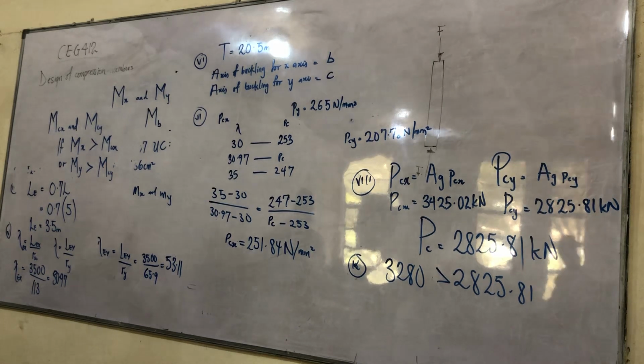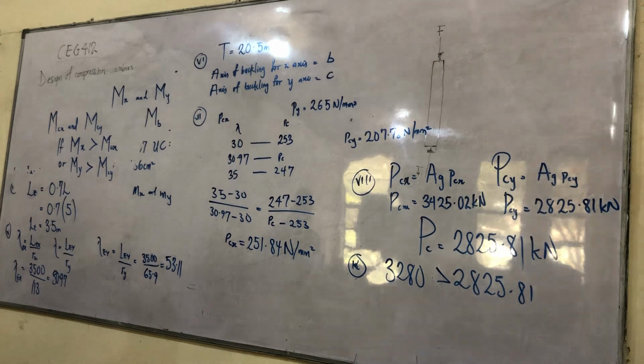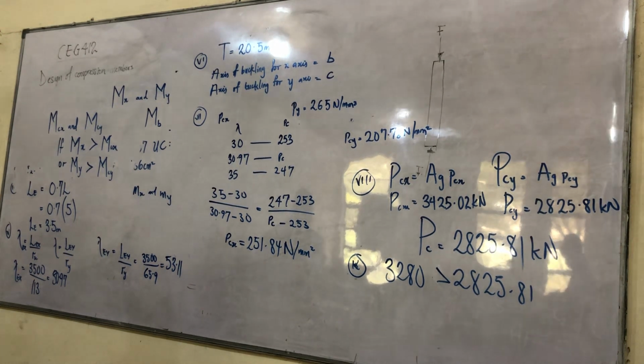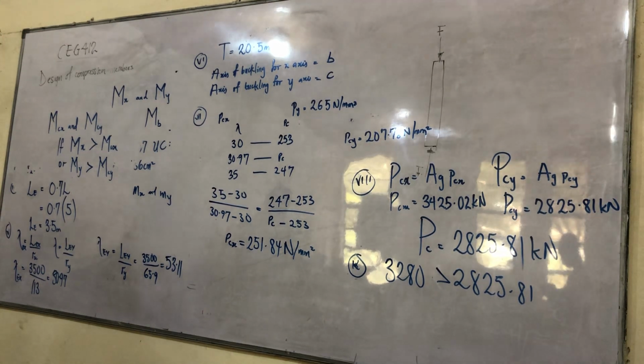Select a suitable column section in grade S275 steel to support a factored axial concentric load of 1,800 kilonewton and factored bending moment of 80 kilonewton meter about the major axis and 25 kilonewton meter about the minor axis, applied at both ends of the column. Full stop.